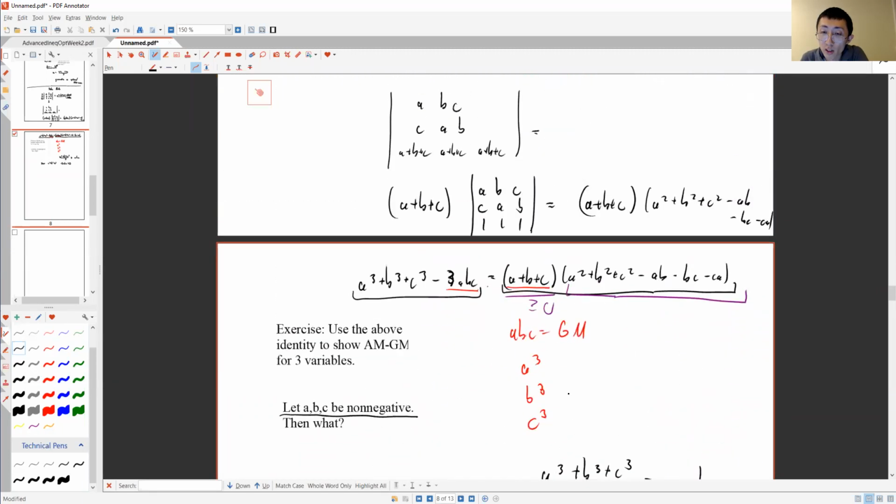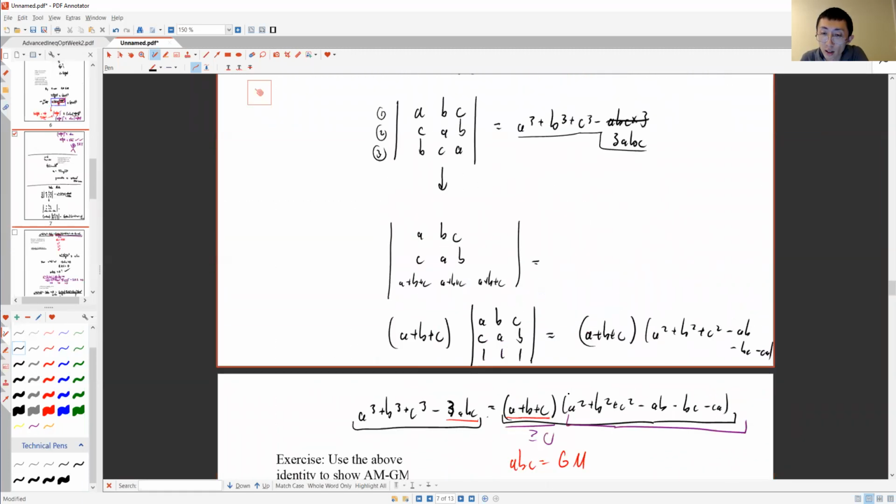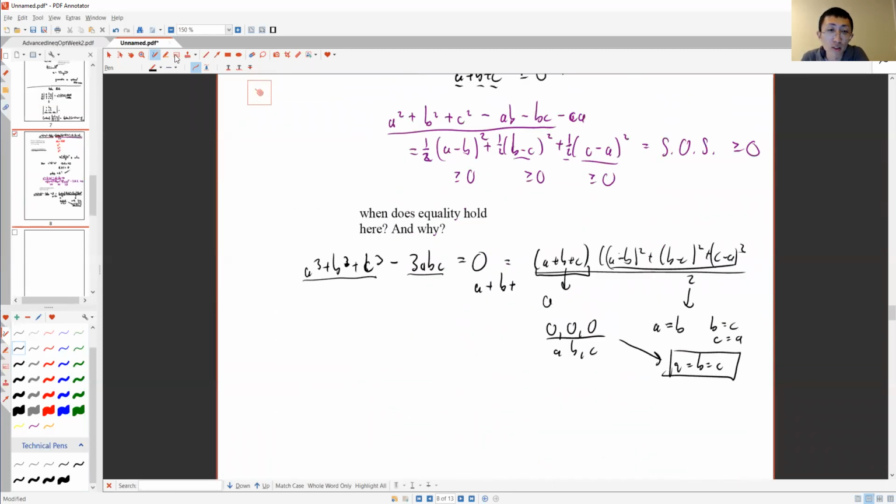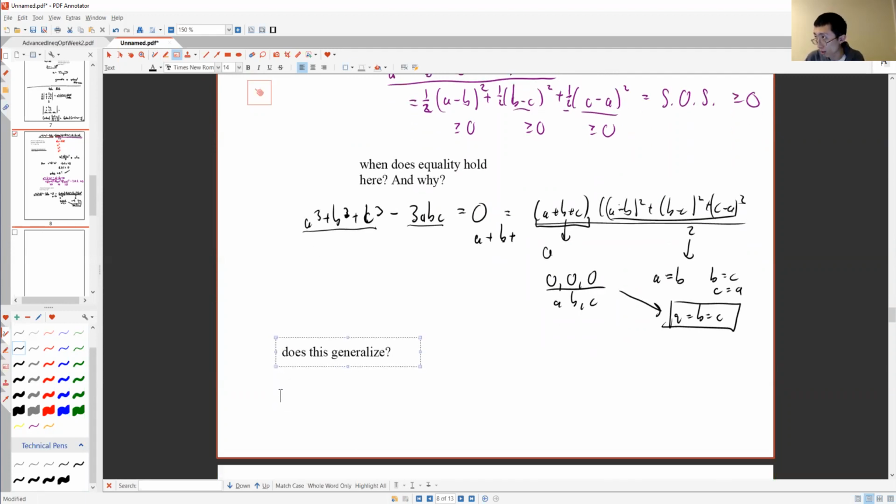So this begs the question: there are two questions I want to address here that are natural to ask. Does this generalize? Like, can I look at this determinant each time? I don't think it generalizes in the two variable case. Yeah, I think this doesn't generalize.